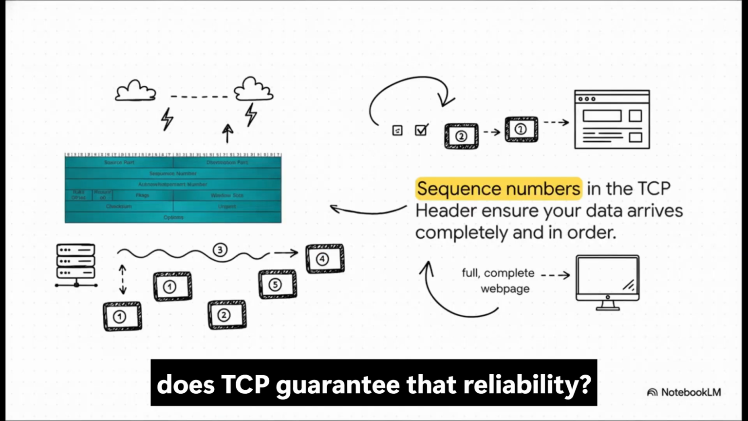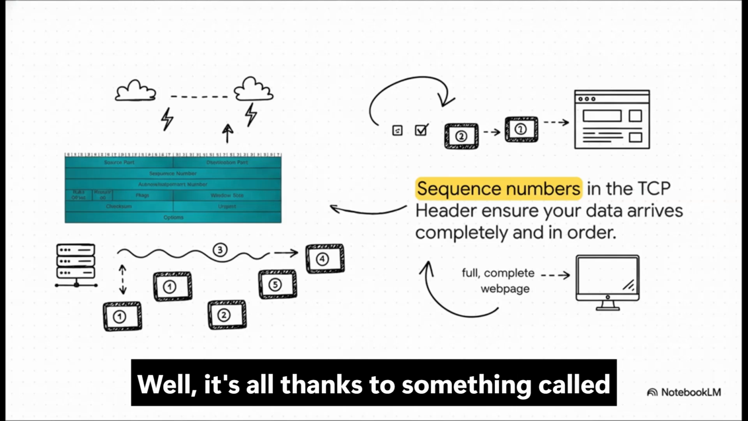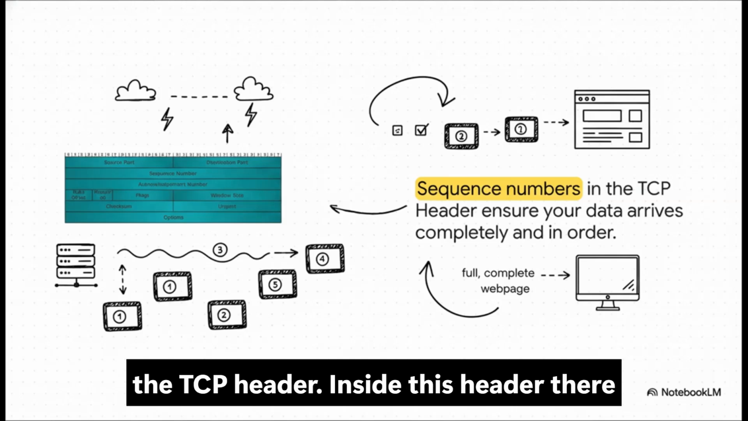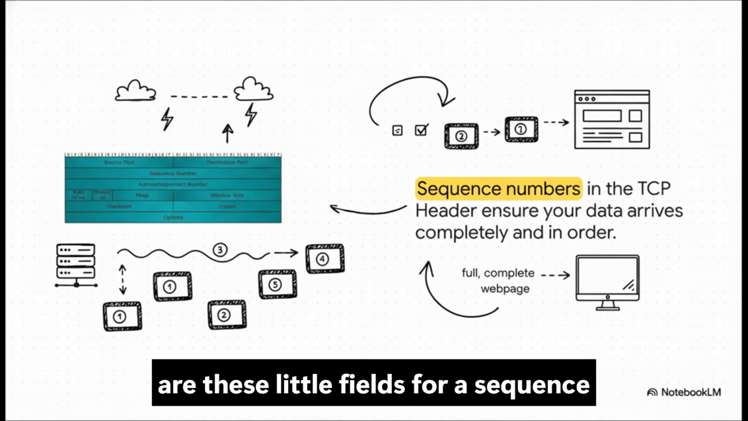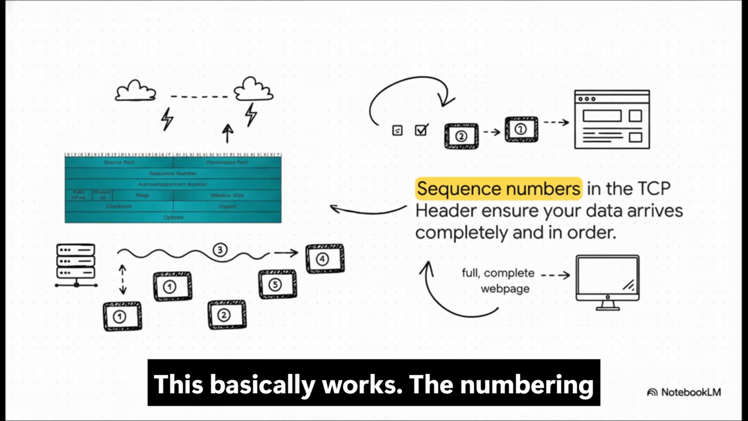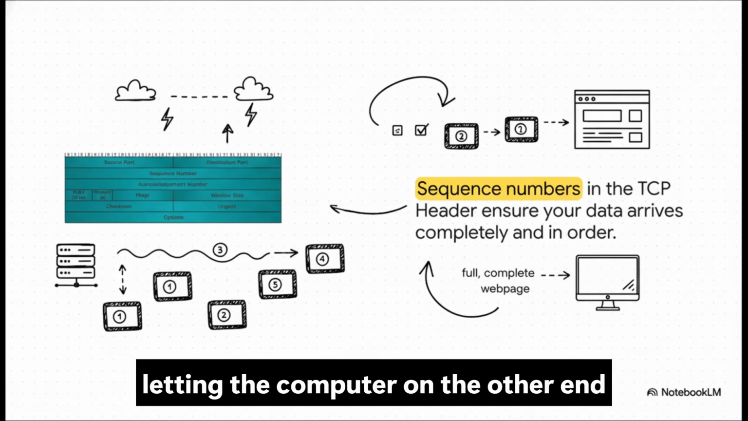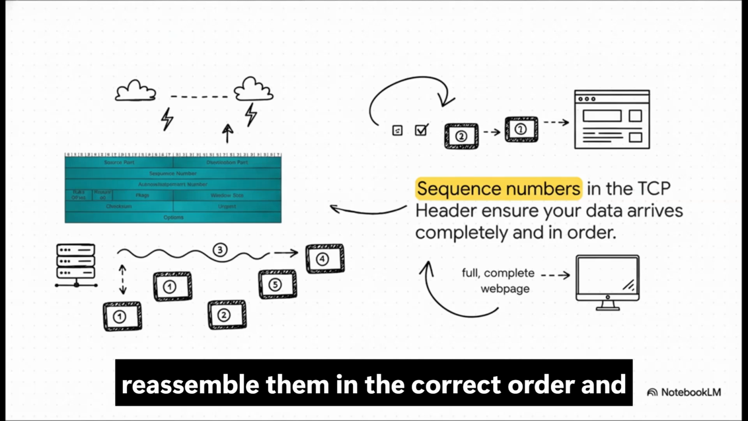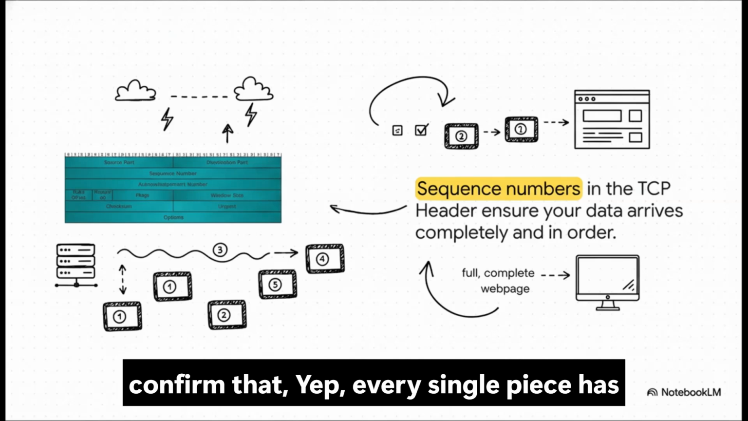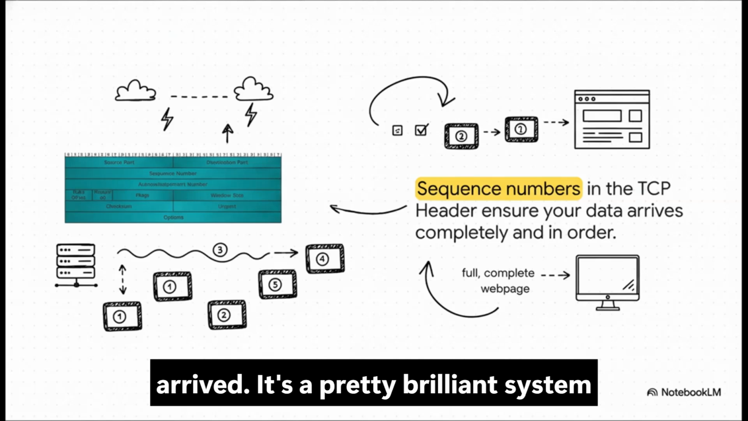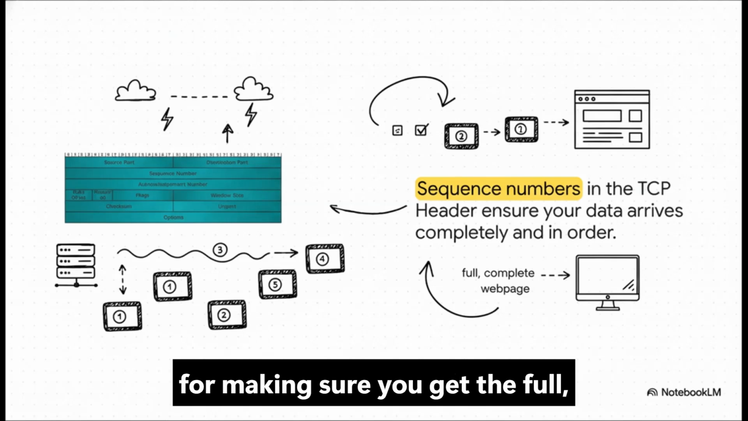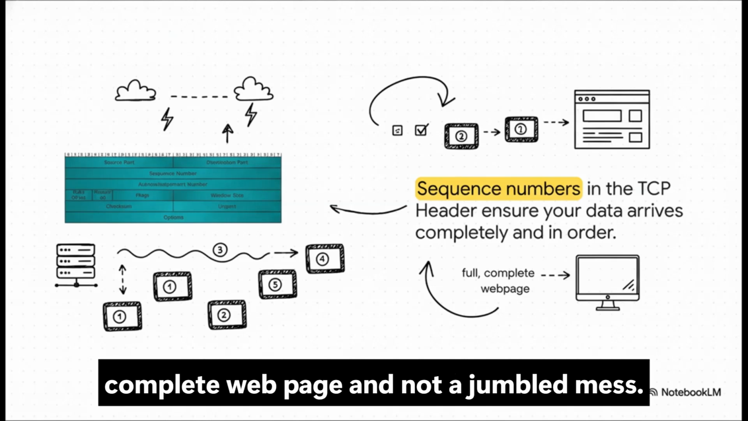So how exactly does TCP guarantee that reliability? Well, it's all thanks to something called the TCP header. Inside this header, there are these little fields for a sequence number and an acknowledgement number. This basically works like a numbering system for all your little data packets, letting the computer on the other end reassemble them in the correct order and confirm that, yep, every single piece has arrived. It's a pretty brilliant system for making sure you get the full, complete web page and not a jumbled mess.